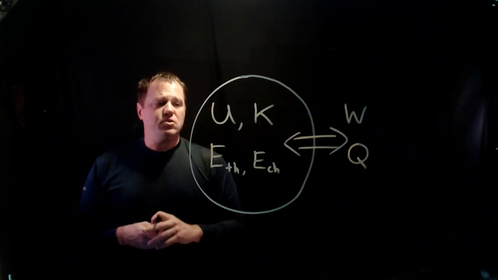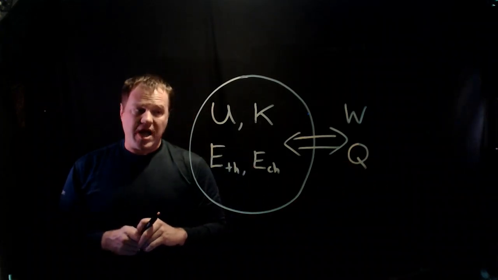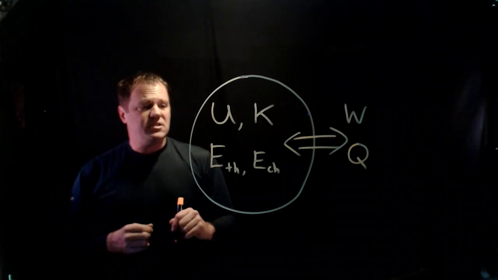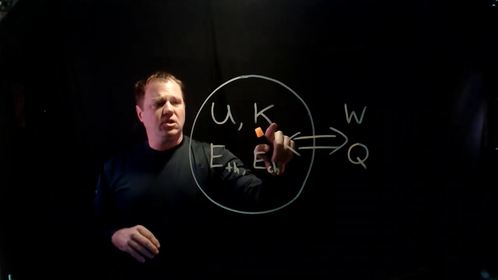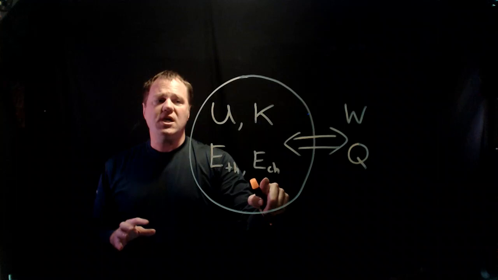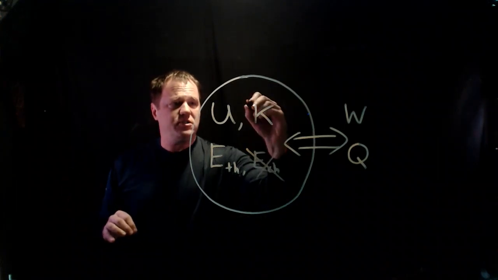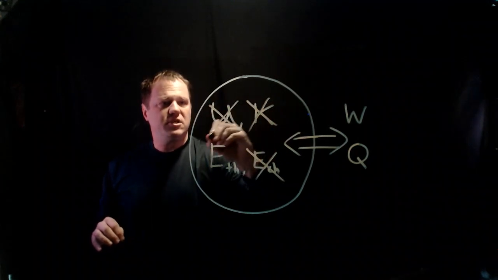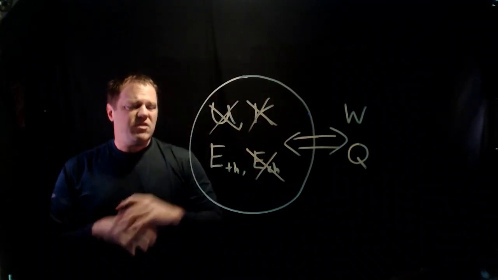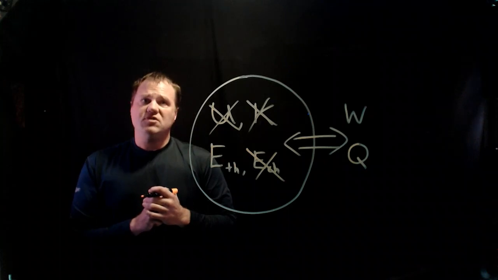Typically what happens with the first law of thermodynamics, as usually written, is that we're assuming that potential, kinetic, and chemical energy either don't exist or don't change. So we get rid of those as zero or unchanging, and then conservation of energy becomes fairly simple.